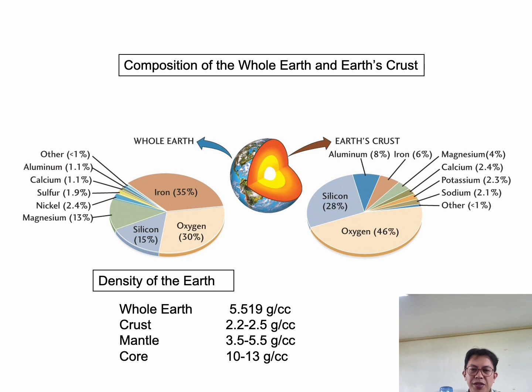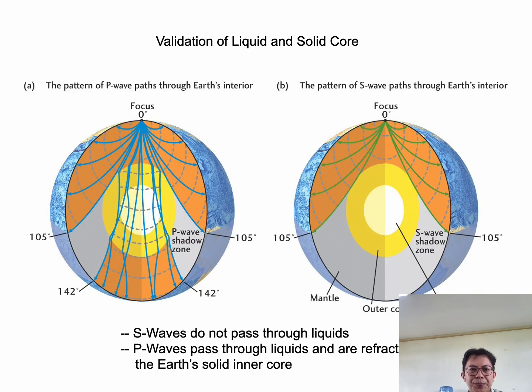Alright, but when we say crust, in the crust, it is the oxygen that is most abundant, which is 46%, followed by silicon and any other elements, as you can see on the screen.